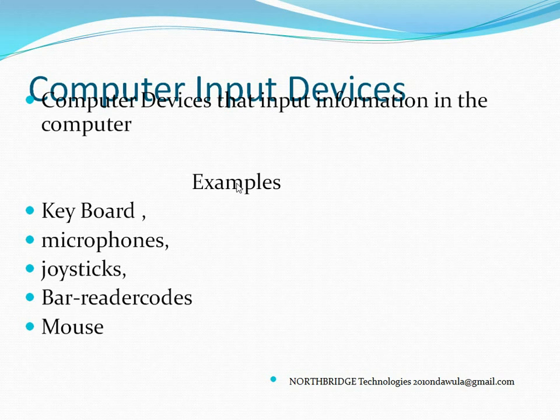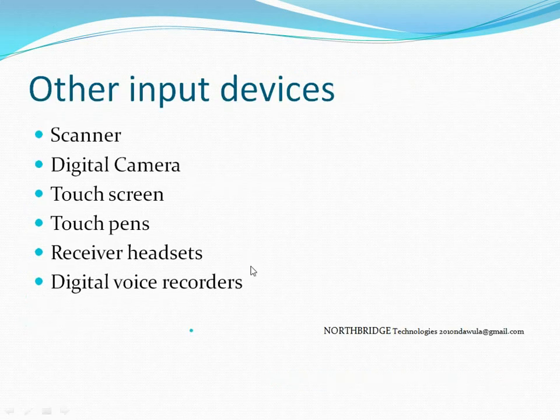Then we have the mouse. The mouse is very fundamental while trying to input data into your computer system. Other input devices we may have are the scanner and digital camera. We have the touch screen. For instance, the touch screen of your phone is an input device. You touch on it, then it sends a command to the processor, very fast and very accurate.